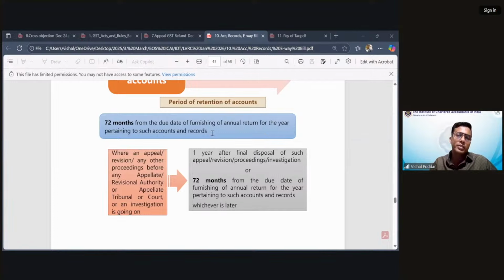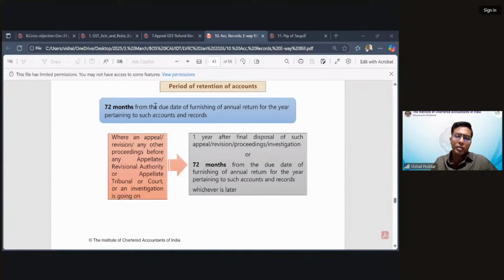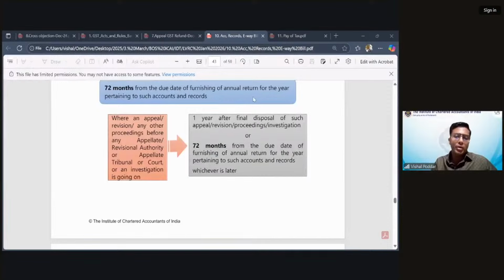So from that, every time, generally, unless the due date is revised or shifted or deferred, the last date for closing or maintenance of these accounts will always be 31st December, because these 72 months are counted from the due date, not the actual date, but the due date of annual return.